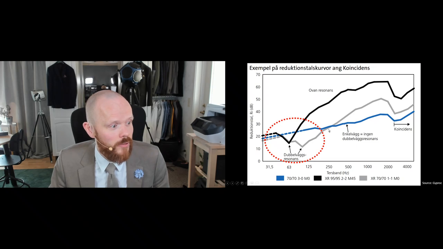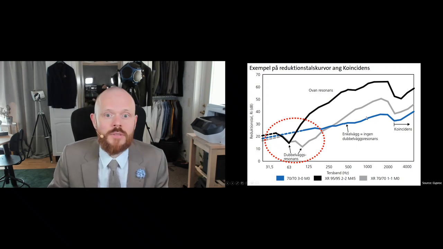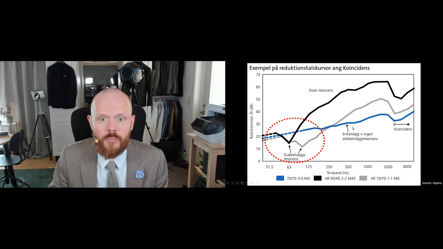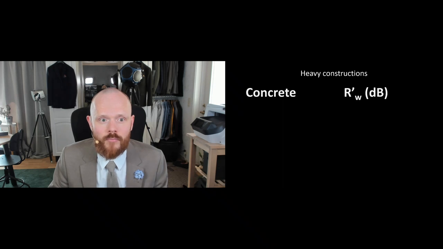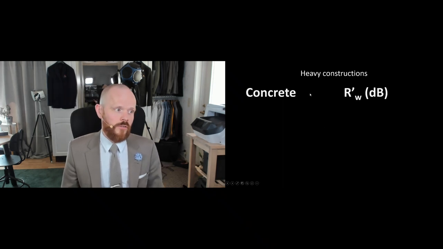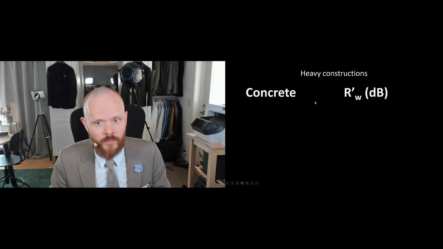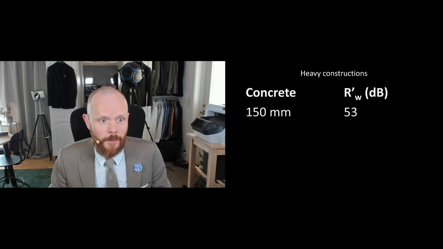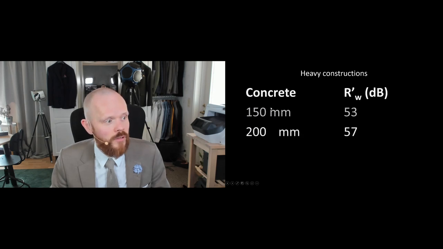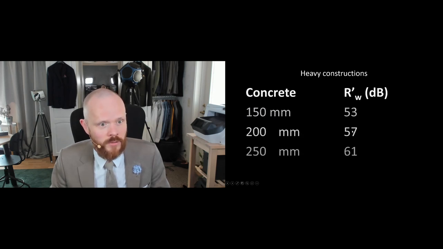Yeah, here we have them as well. But I've already dealt with those, so we move on. Here are some examples of heavy constructions, when you have concrete and you have the airborne sound reduction index of 53 dB on a 150 millimeter construction. And then we increase the thickness and see what happens. 200 is 57, 250 is 61, 300 is 63.